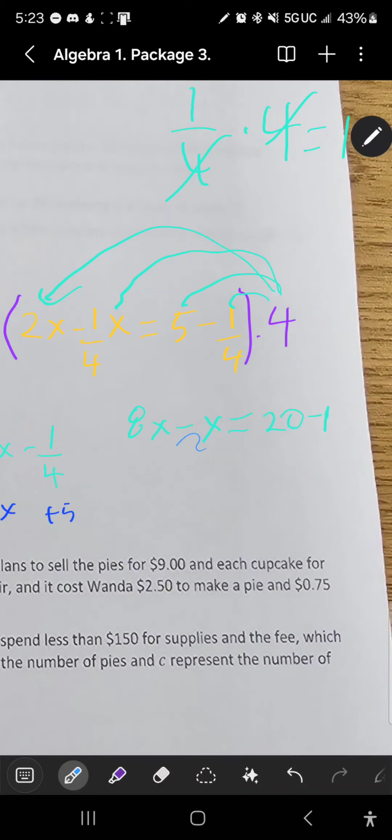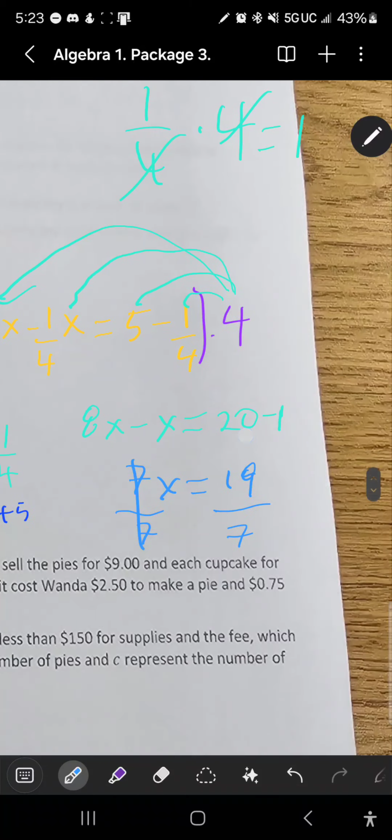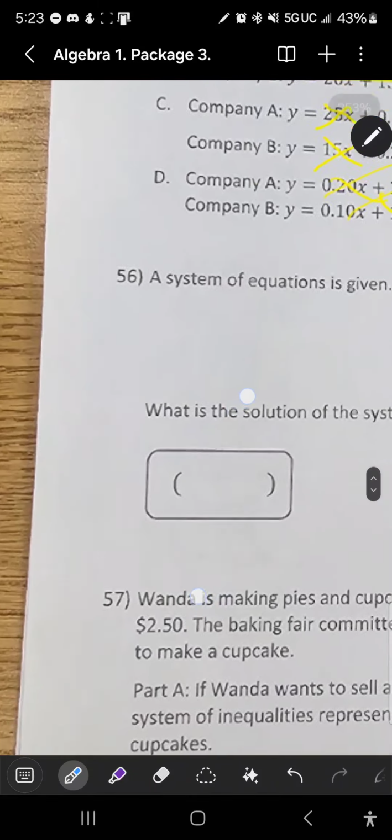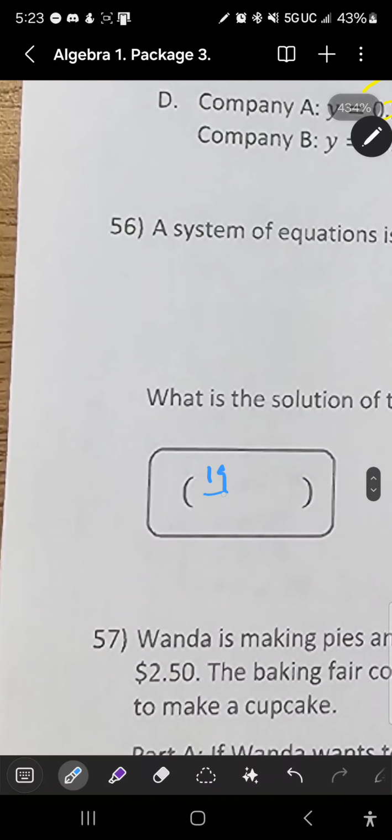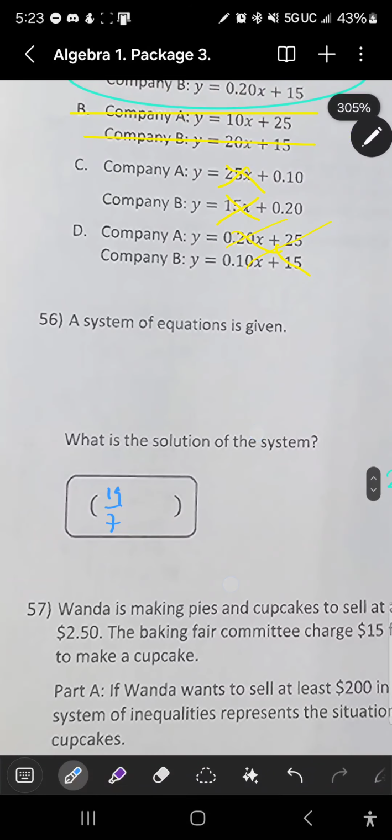Now we just keep going with the algebra. 8x minus x is 7x. Then 20 minus 1 is 19. Now we divide by 7, this cancels, and we get that x equals 19 over 7. So we go here and put 19 over 7. Now the thing is that they're asking for the solution of the system, and we have the x. Now that we have the x, we need the y. So let's calculate the y.